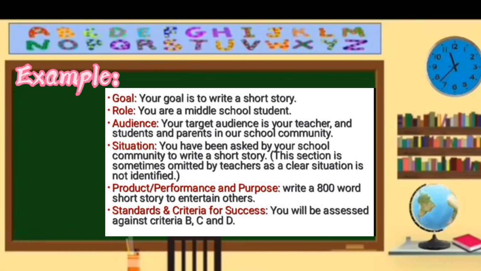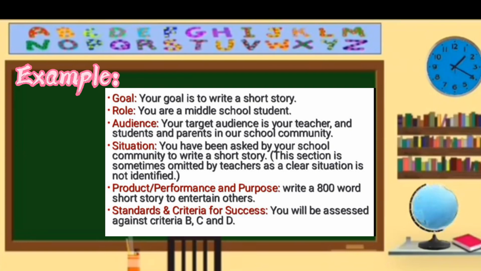So, for you to understand, I have here an example. So, the goal of the student here is to write a short story. Then, the role will be a middle school student. And then, their target audience will be the teacher, students, and parents in the school community.